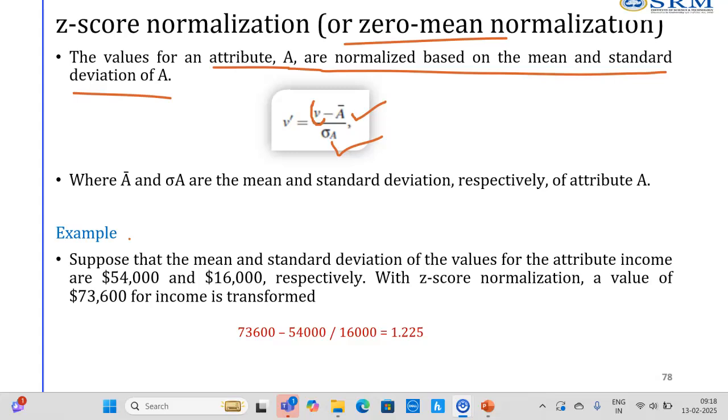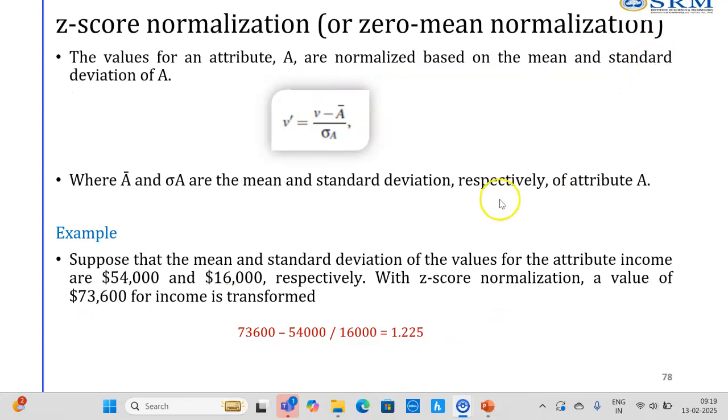Suppose that the mean and standard deviation of the values for the attribute income are 54,000 and 16,000. So we have the mean as 54,000 and the standard deviation as 16,000. With Z-score normalization, a value of 73,600 for income is transformed. So now we have got V also, the value that is getting transformed. So 73,600 minus the mean value, divided by the standard deviation, gives the Z-score normalization value. Again, it is a direct applicable problem.